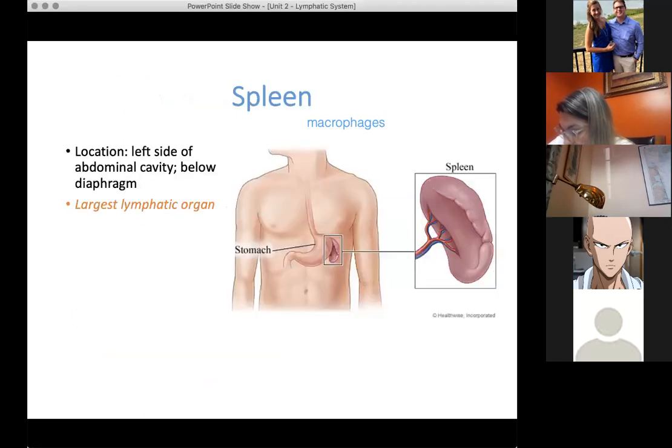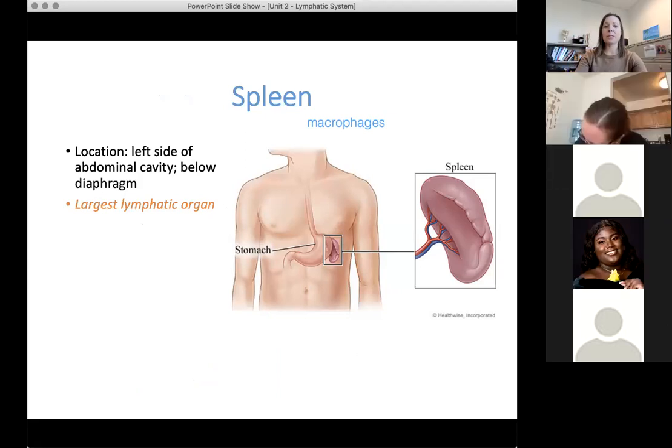Okay, the next lymphoid organ that's in your outline is the spleen. The spleen is shown here. It is the largest lymphoid organ. It's about the size of your fist. And it's very vascular. And when I say that, I mean that it has a really large blood supply. There's a lot of blood vessels going in and out of the spleen.